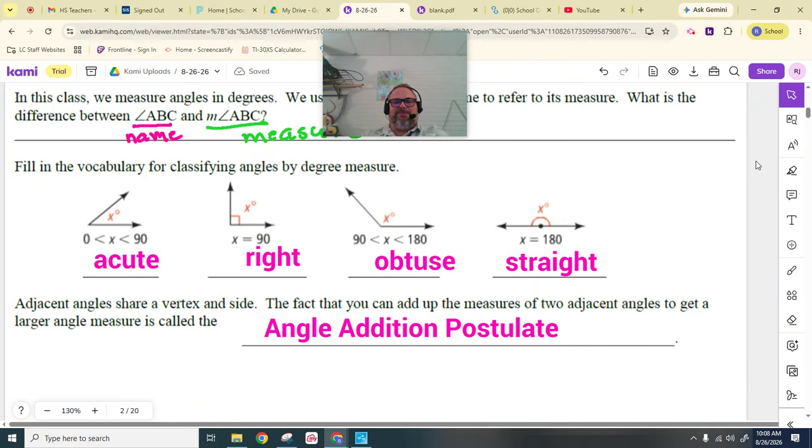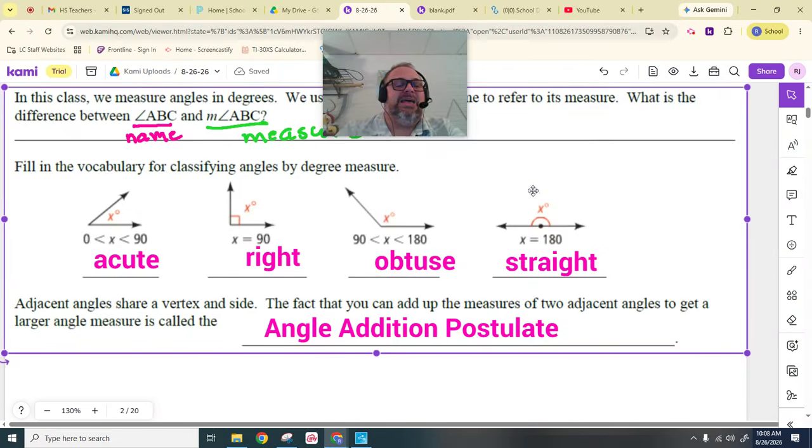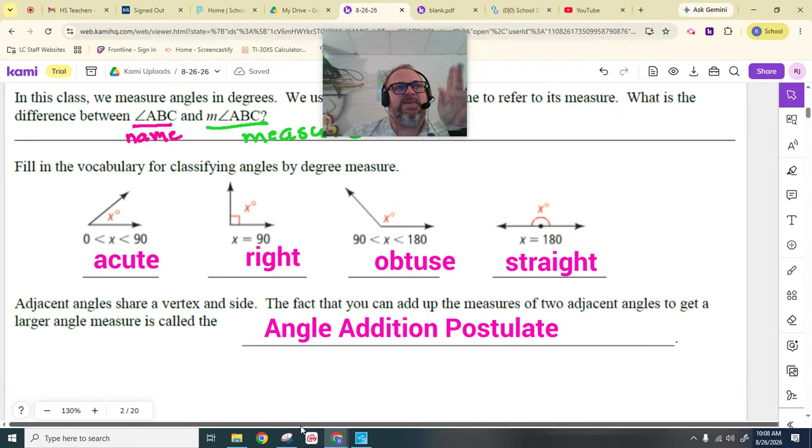Now, vocabulary for this. These should not be new. Now, whether you remember them or not is totally different. An acute angle is between 0 and 90. Most teachers beforehand say, oh, it's small, it's very cute. Now, if it's 90 degrees, it's a right angle.